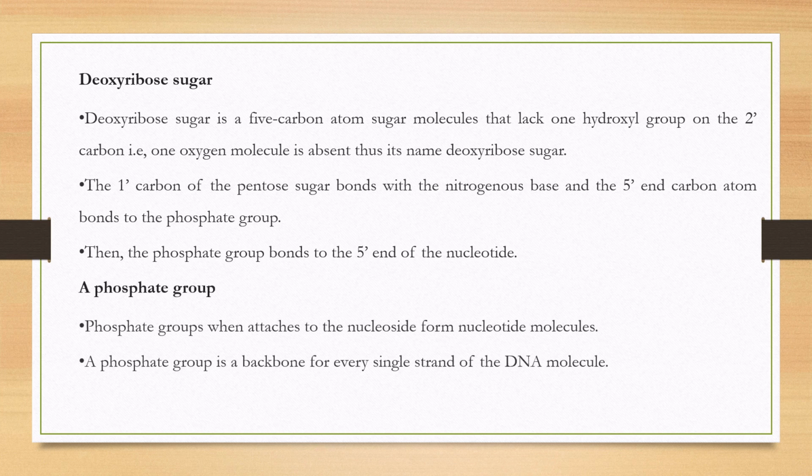A phosphate group attaches to the nucleoside. Earlier, we discussed the pentose and the base makes up the nucleoside. When a phosphate group attaches to the nucleoside, it forms a nucleotide. So this phosphate group is a backbone for every single strand of the DNA molecule.